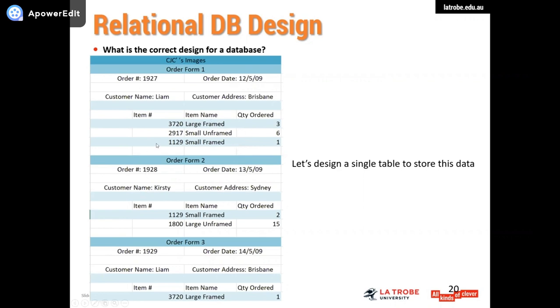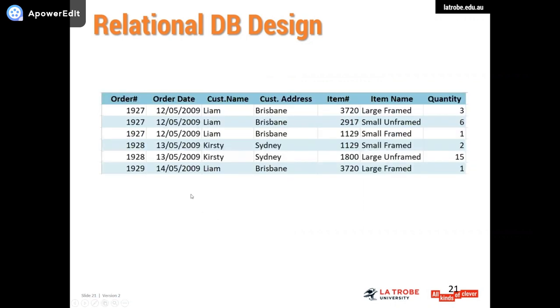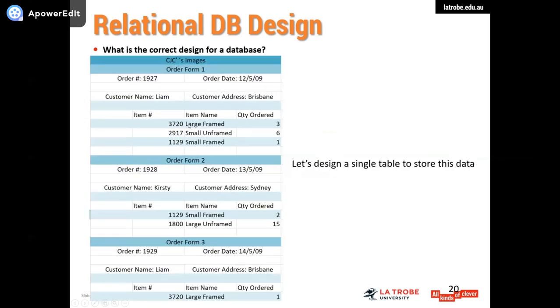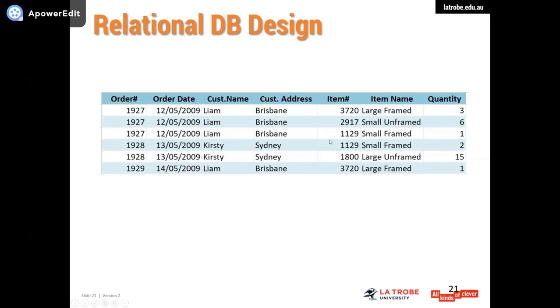And this is the table to store all the information previously. So we can translate all this into one table. It's like this. So then my question is, if Liam wants to change his address, how many changes are needed to be made to this table? Please think about it.